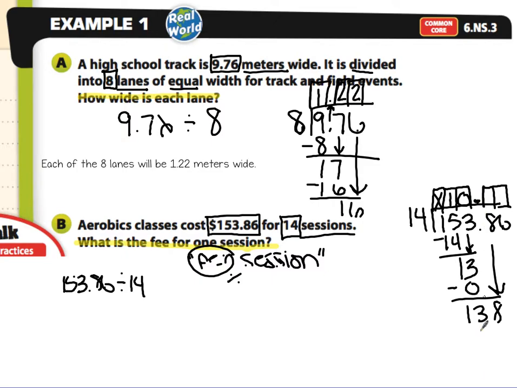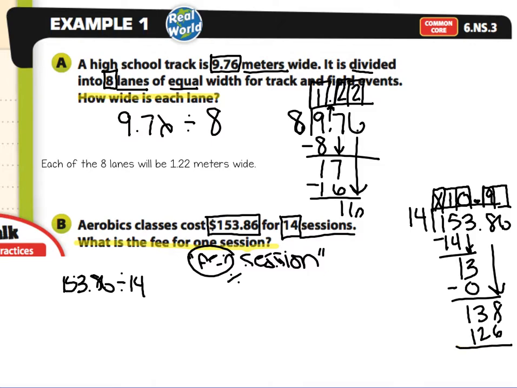Bring your decimal up right away. Usually this helps students with not forgetting to bring it down. So then can 14 go into 138? Yes, it can, and it goes in 9 times. 9 times 14 is 126.